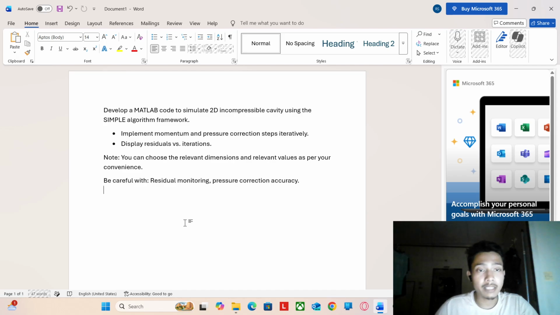Now the question comes, why SIMPLE algorithm? In incompressible flow, the pressure does not have a direct governing equation. Therefore, pressure and velocity must be coupled carefully. The SIMPLE algorithm solves this problem using the iterative pressure correction approach. The steps are: guess pressure field, solve momentum equations, solve pressure correction equation, correct pressure and velocity, repeat until convergence. Now let's dive into the MATLAB programs.